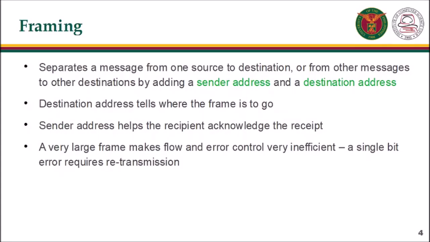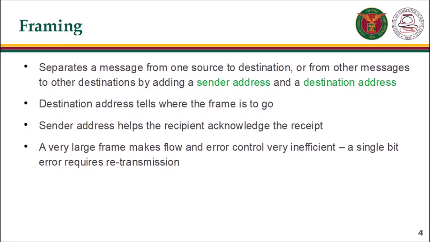Data transmission in the physical layer means moving bits in the form of a signal from the source to the destination. The physical layer provides bit synchronization to ensure that the sender and receiver use the same bit durations and timing. The data link layer, on the other hand, needs to pack bits into frames so that each frame is distinguishable from one another. Framing separates a message from one source to destination or from other messages to other destinations by adding a sender address and a destination address.